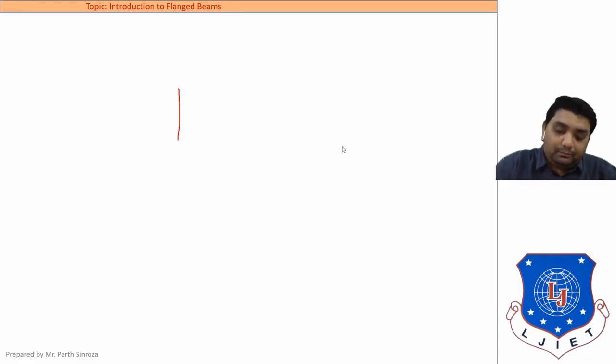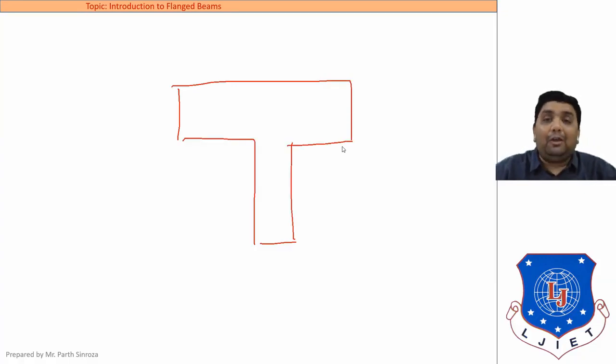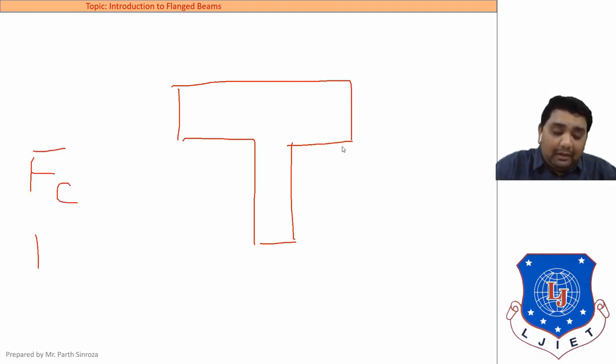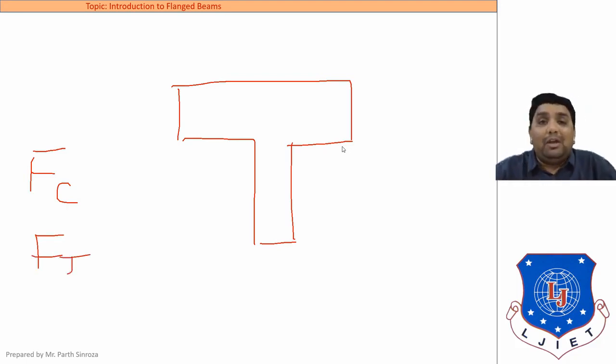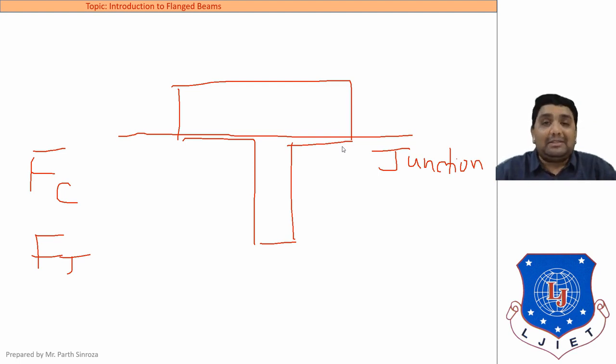Why so? Because the xu value cannot be obtained directly from our IS code. To relate that, we will be relating these two terms, FC and FT. To find xu, the first step of our numerical will always be to find FC and FT. F stands for force, C stands for compression, whereas T stands for tension. Now how to find this? For this, we need to assume that the neutral axis is in this zone, that is our junction.